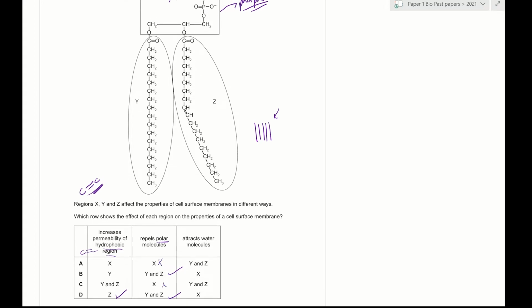Next column, attracts water molecules. As we mentioned, because the phosphate group is actually polar, it can form hydrogen bonds with water, so it attracts it. Therefore, the answer in this case is going to be D.